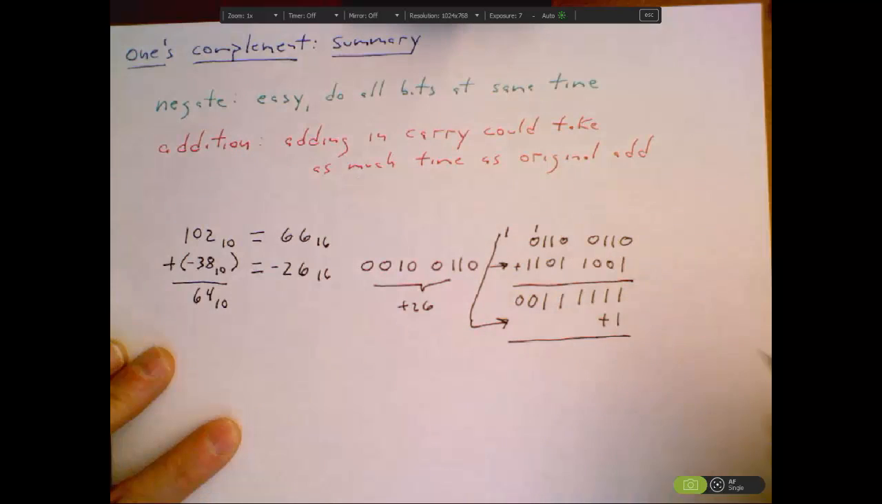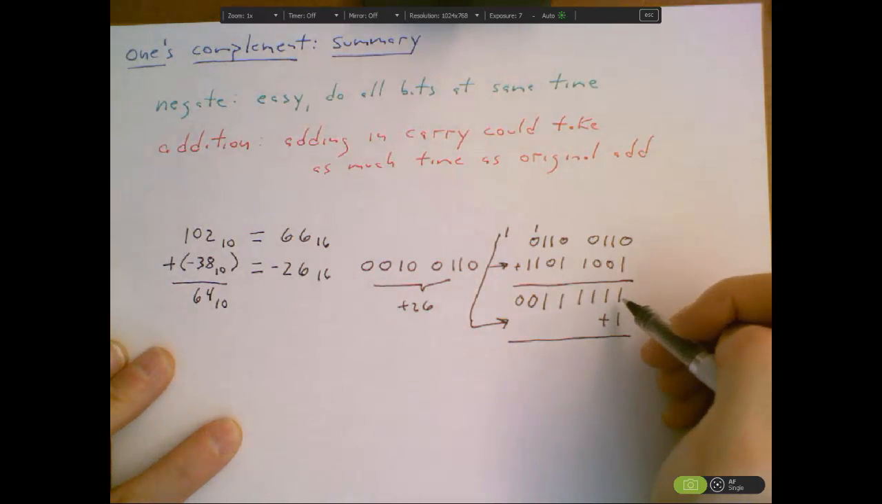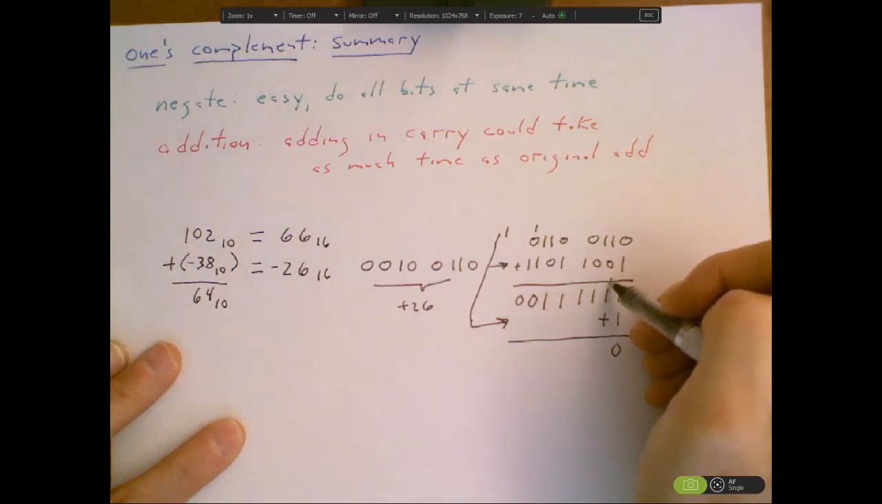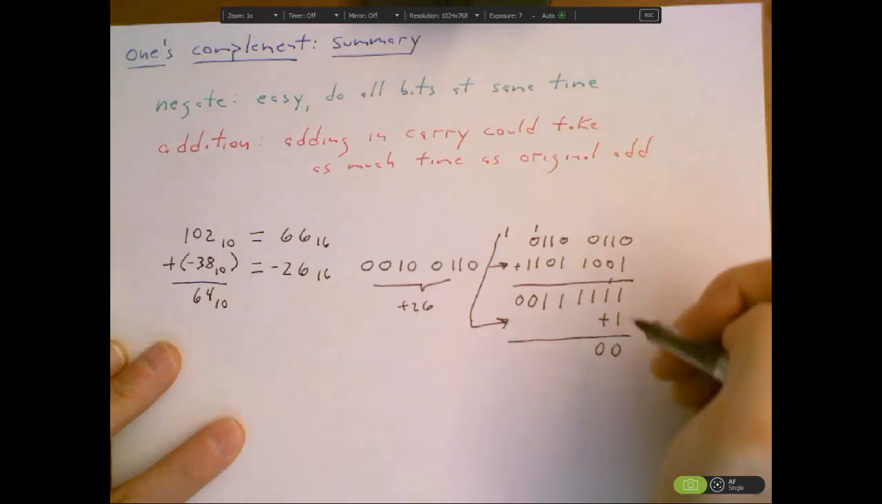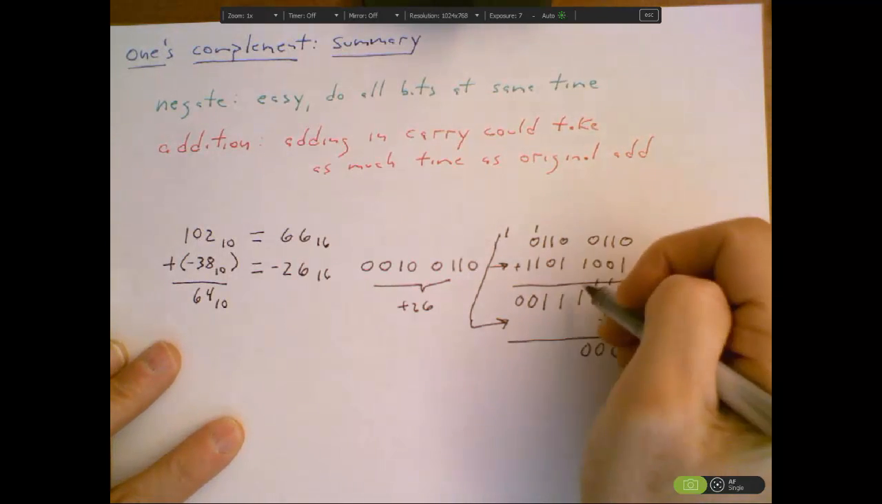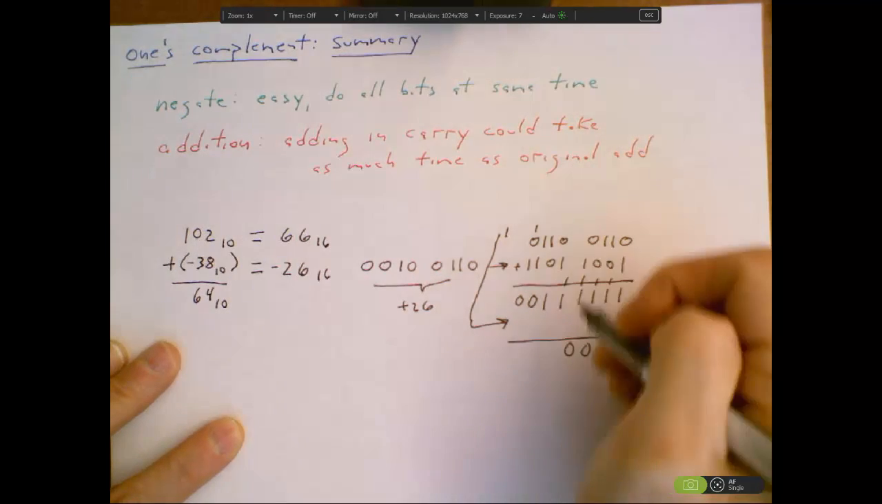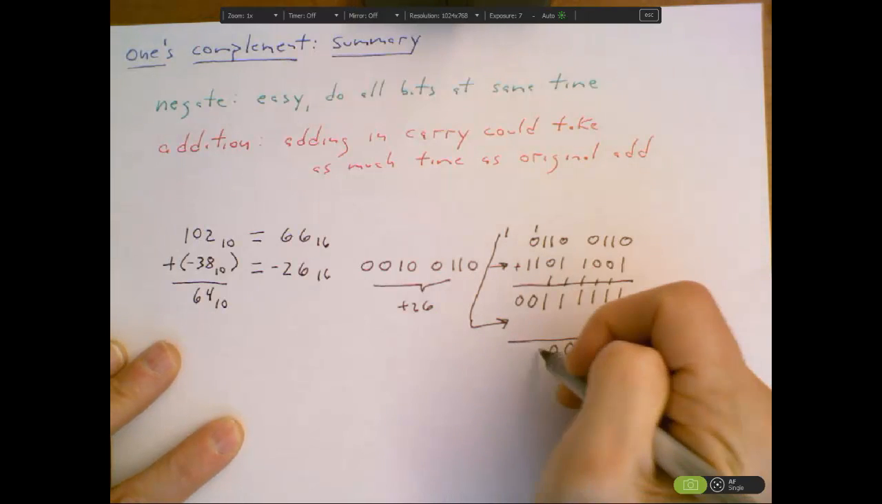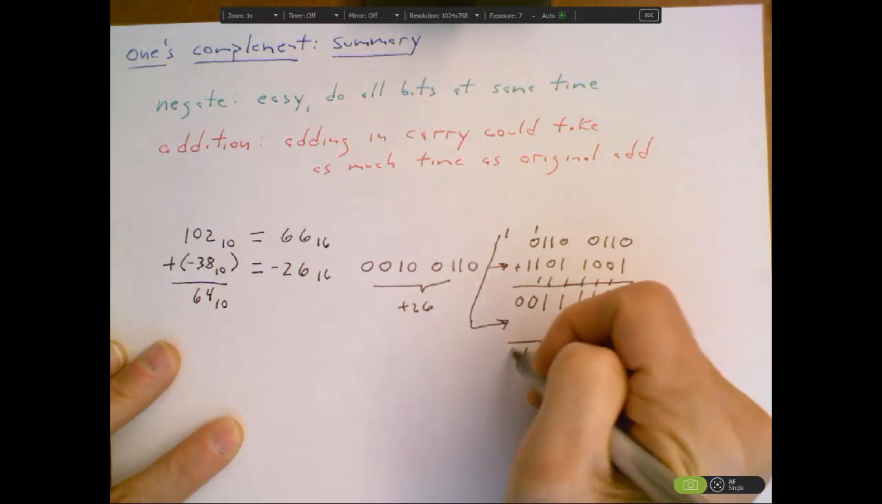And now notice what's going to happen. It's going to ripple all the way across, right? I'm going to get a carry. 1, 1 is 0, carry the 1, and this repeats across each bit position until the final 1, 0.